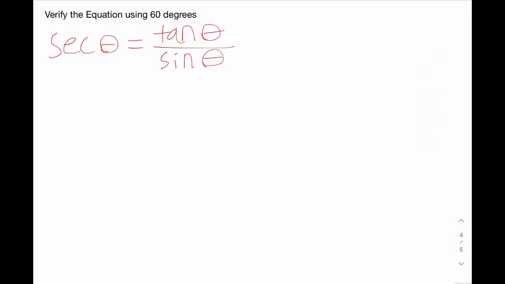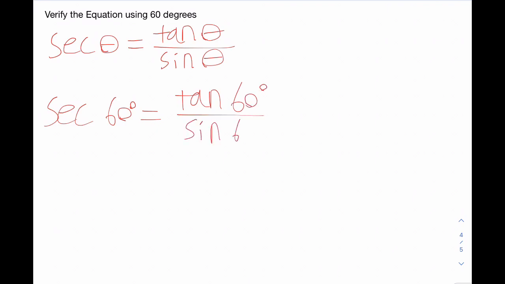Hey guys, in this video we will be looking at more practice problems of trigonometric identities. So our first question here is verify the equation using 60 degrees. And here's our equation: secant of theta is equal to tan of theta over sine of theta. So first we are going to plug in 60 degrees for theta. So we will have secant 60 degrees equals tan of 60 degrees over sine of 60 degrees.